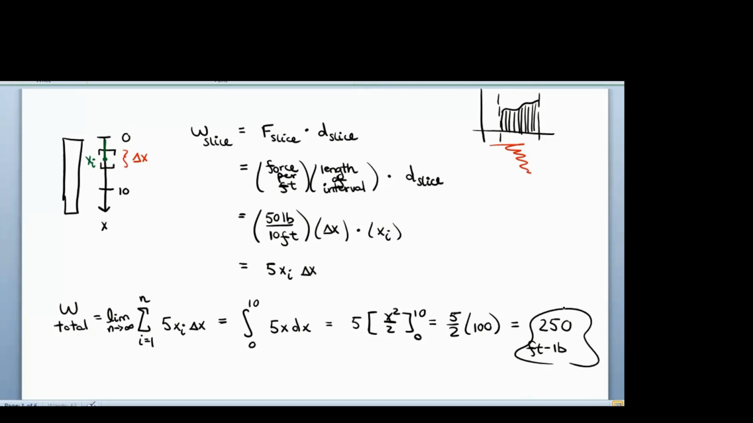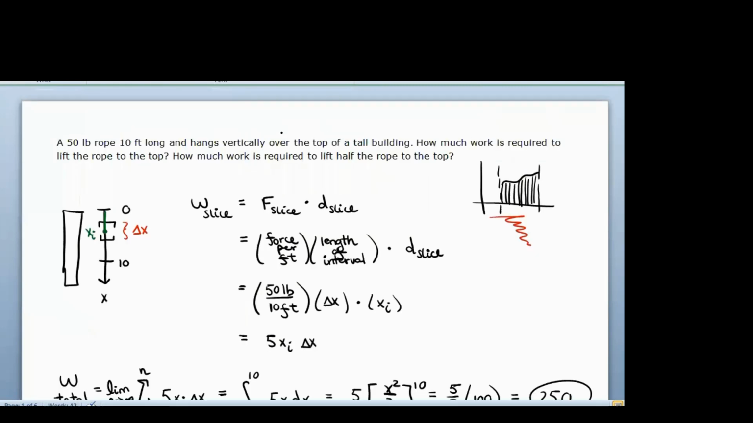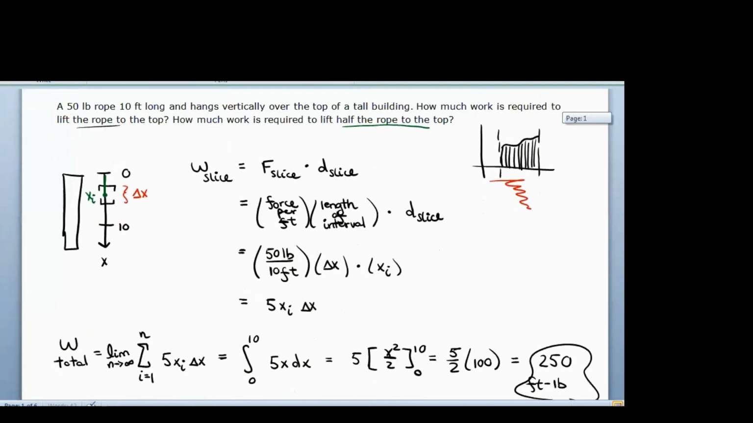Okay. And that was just for the first problem. So it asked us how much work is required to lift the entire rope to the top. Now, the second problem asked how much work is required to lift half the rope to the top. Now, before we solve this, I just want to discuss it really quickly.